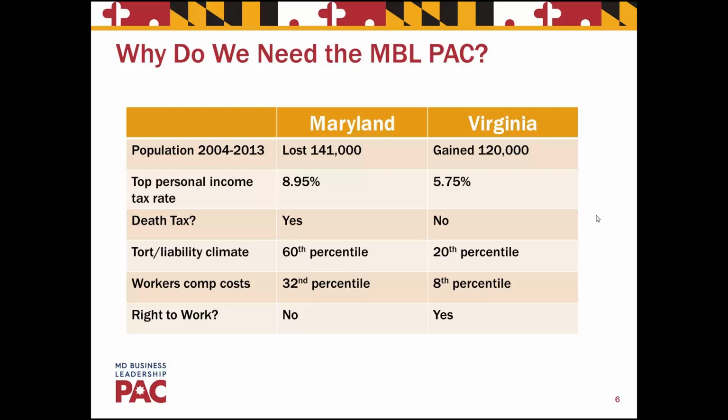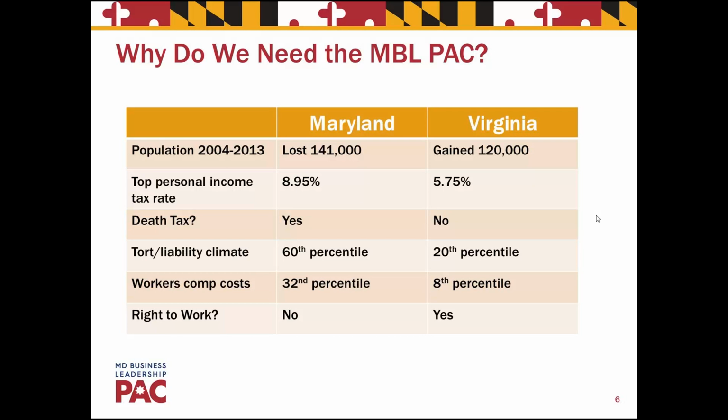Our top personal income tax rate is a big deal. We're at 8.95%. Virginia is at 5.75%. That has an enormous impact on where large companies choose to locate because their executive compensation is affected by this. You think an executive VP at a Fortune 500 company doesn't pay attention to whether they're paying 6% or 9% in personal income tax to the state?